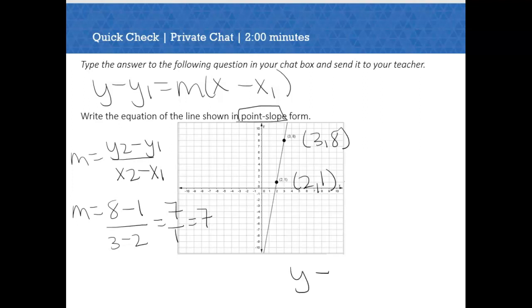Y minus, we can use either point, so let's go ahead and just use this top point. Y minus y1, so y minus 8 equals m, which we just found to be 7, times x minus x1, so I'm going to use that 3. You need to use the same ordered pair when you fill these in. That's one way to pull it from a graph.